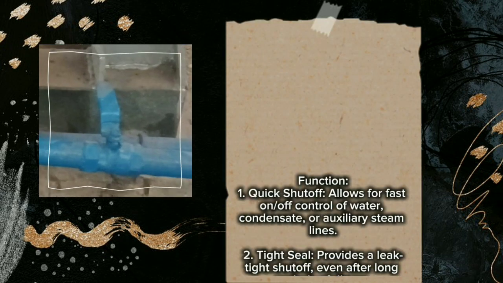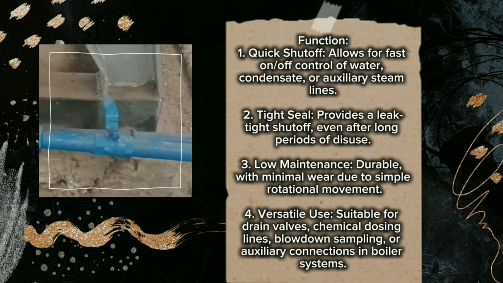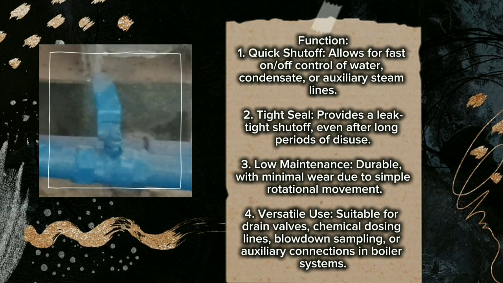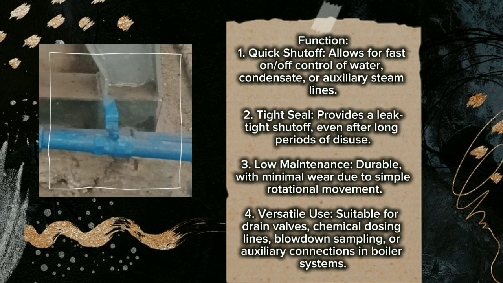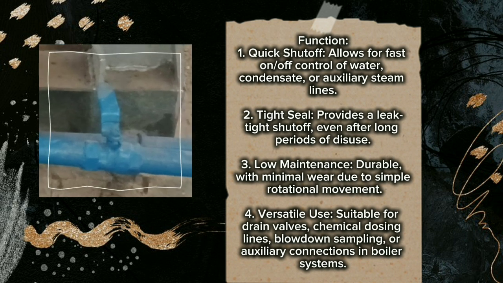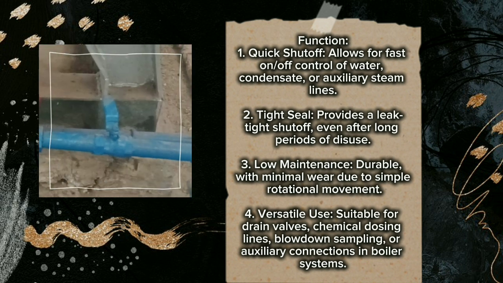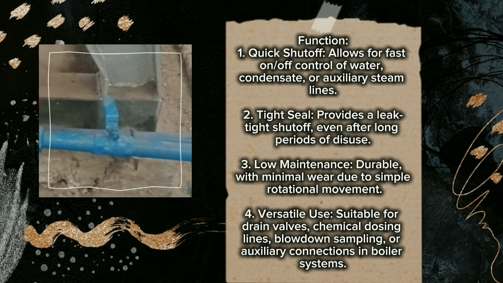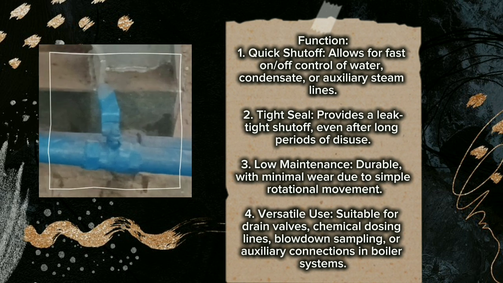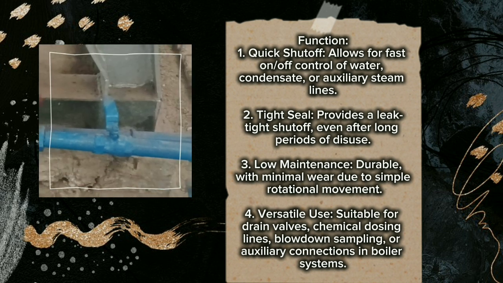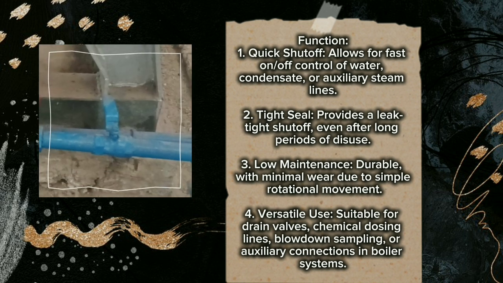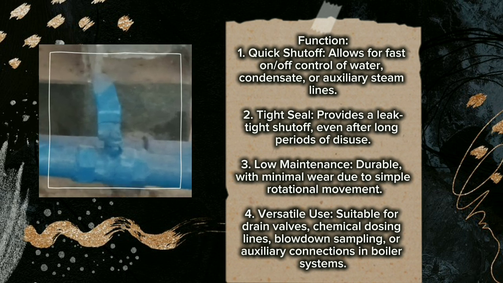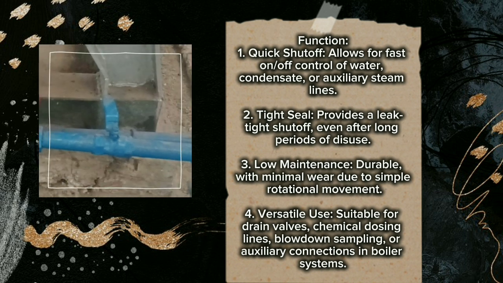For its function, number 1, quick shut-off. Allows for fast on or off control of water, condensate, or auxiliary steam lines. Number 2, tight seal. Provides a leak-tight shut-off even after long periods of disuse. Number 3, low maintenance. Durable with minimal wear due to simple rotation movement. Number 4, versatile. Suitable for drain valves, chemical dosing lines, blowdown sampling, or auxiliary connections in boiler systems.